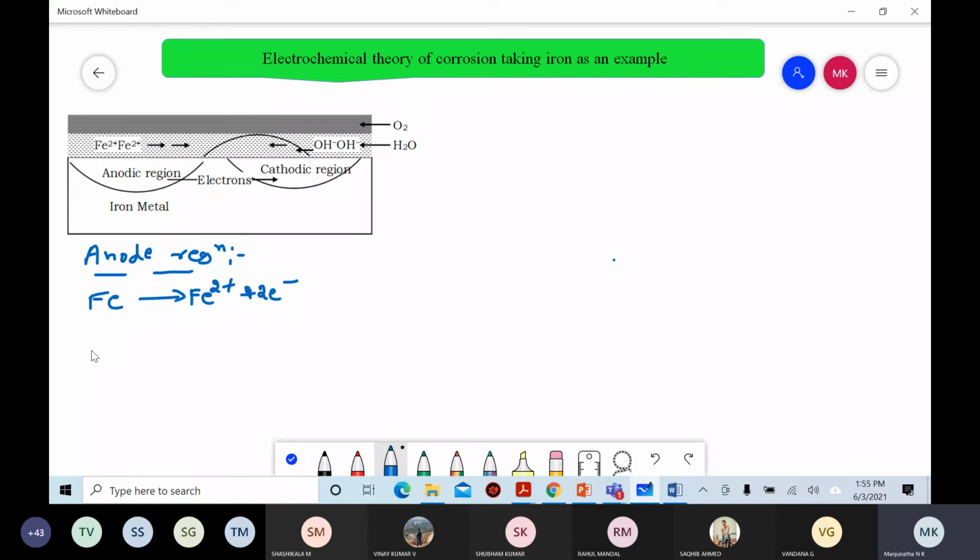Coming to the second one, the reaction at the cathode region. So the cathodic reactions. See here, according to electrochemical theory, the cathodic reaction mainly depends on the nature of the environment, in which two types of environment are observed.